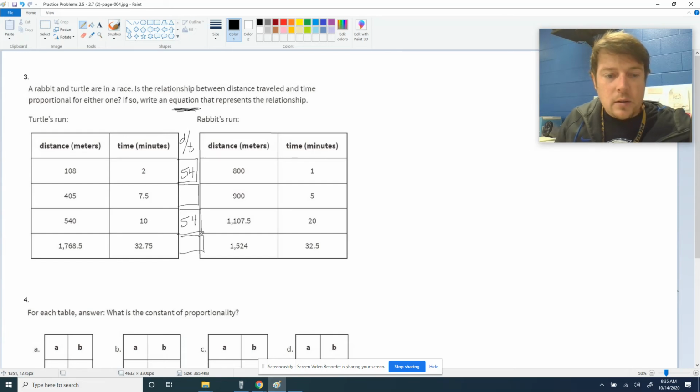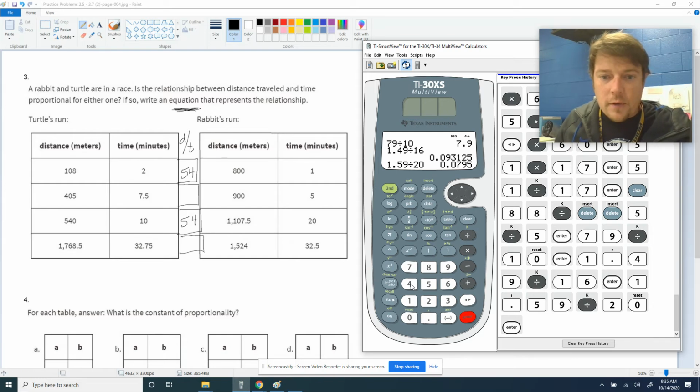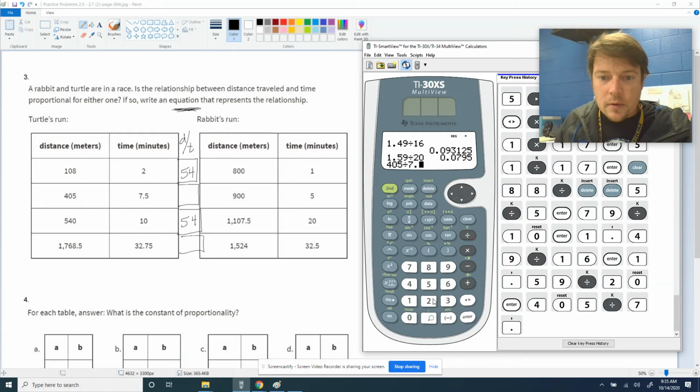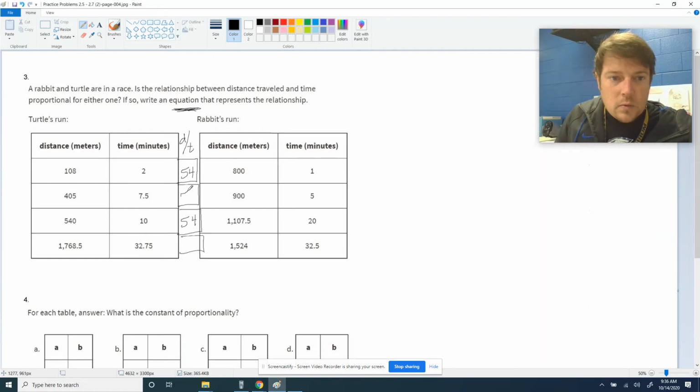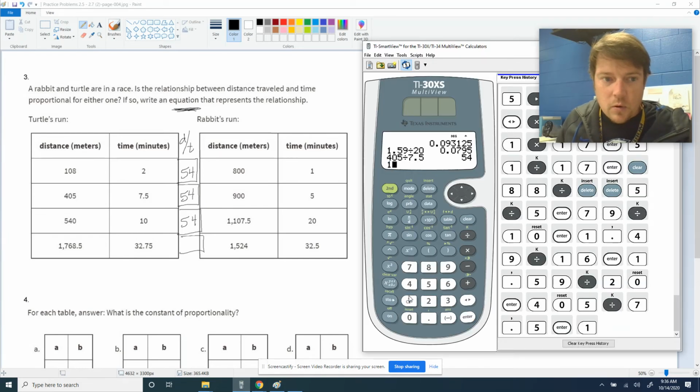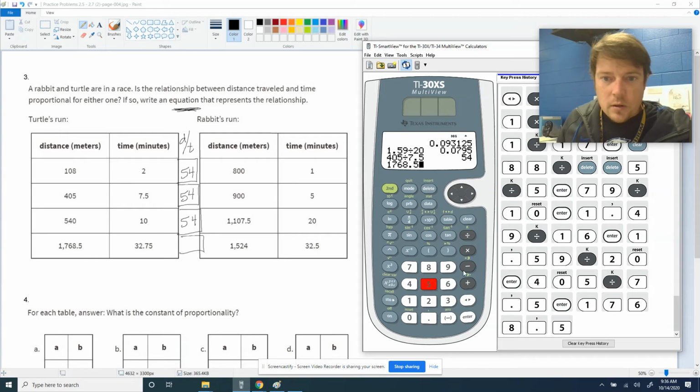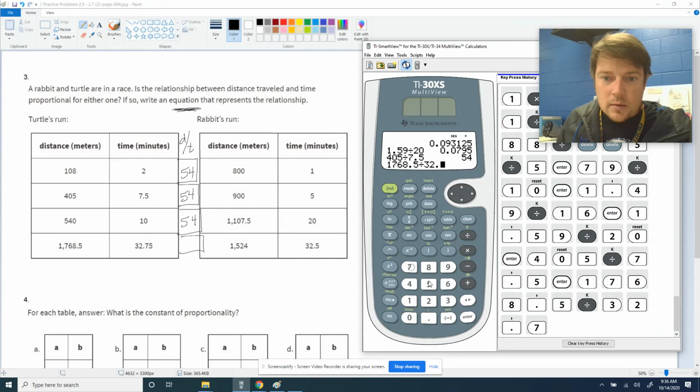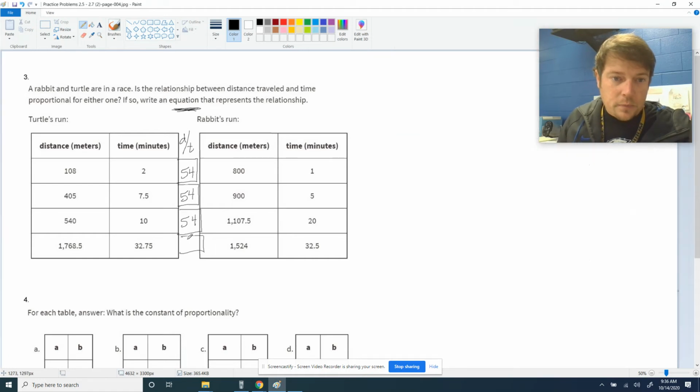This is starting to look like it could happen. So we need to test out those other ones, right? 405 divided by 7.5 is looking like it's going to be 54. We've got to test one more just to be safe. 1768 and a half. Turtle, slow and steady, winning the race, right? It's slow and steady because it has a constant of proportionality.